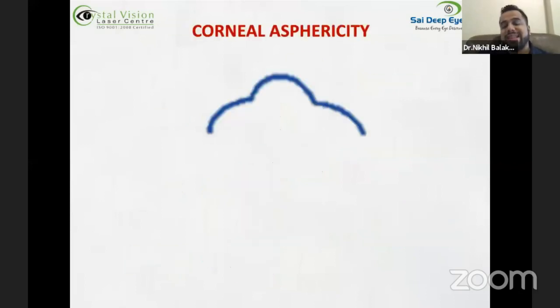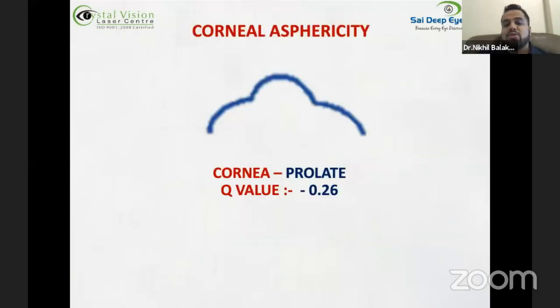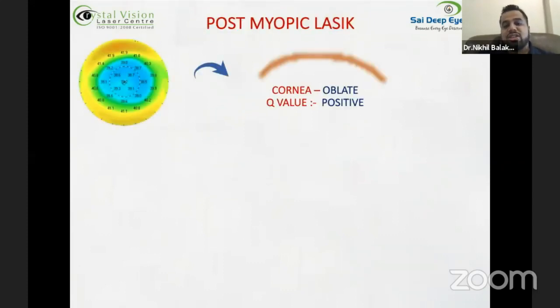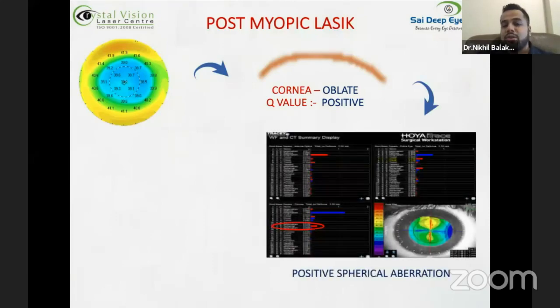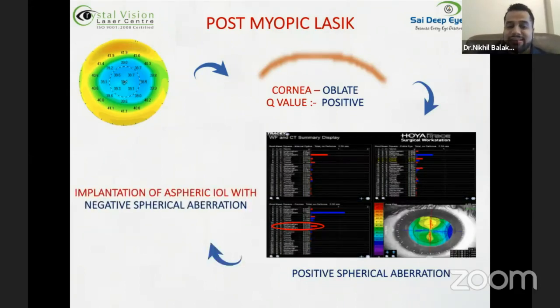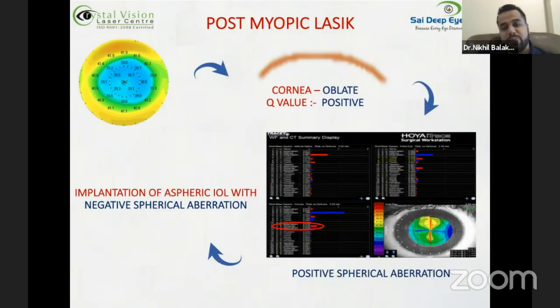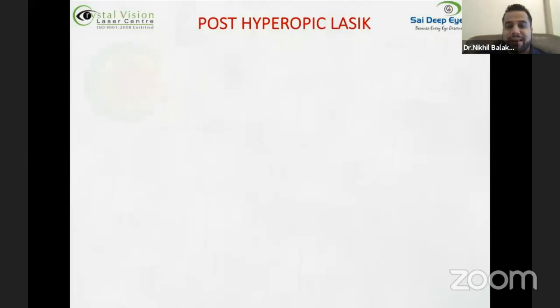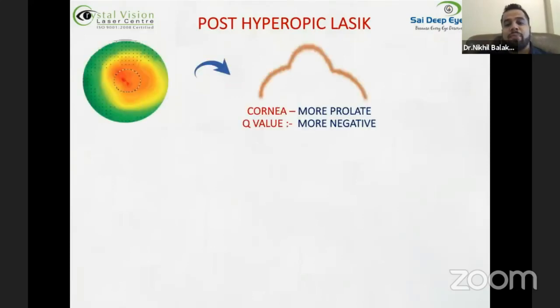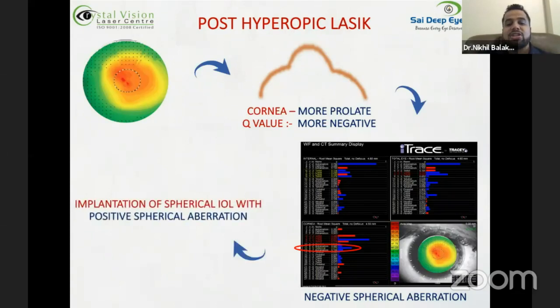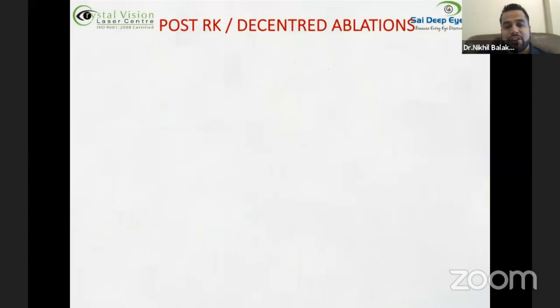How does it help us in IOL selection? Now, it is well known that the cornea is usually prolate with a negative Q value of 0.26. Post myopic LASIK, the cornea becomes oblate and the Q value becomes positive. These patients have a positive spherical aberration, and hence implantation of aspheric IOLs with a negative spherical aberration should be done, as compared to post-hyperopic LASIK, where the cornea becomes more prolate. Therefore, the patient has more negative spherical aberration, and hence an IOL with a positive spherical aberration should be implanted.